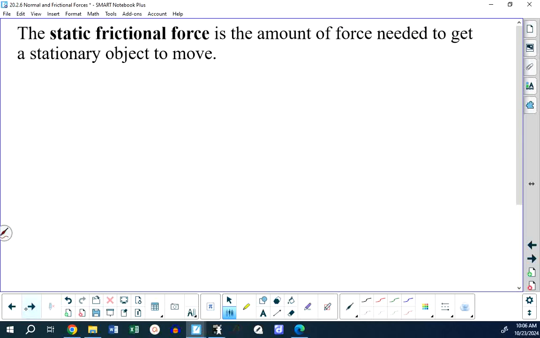There's something called a static frictional force. And the word static in science, and humanities, means unchanging. And what it means in this case is the static frictional force is the force that you have to overcome, or the force of friction, when the object is stationary.